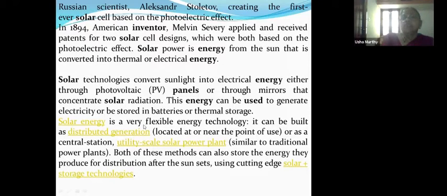Solar energy is actually a very flexible technology and can be used as distributed generation. It can be located at or near the point of usage, or at a central station. From there, it can be distributed, like a utility scale solar power plant, similar to traditional power plants. Both of these methods can also store the energy produced for distribution after the sun sets, using cutting edge technologies.